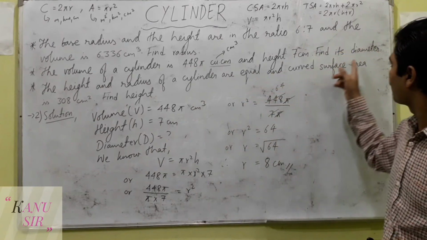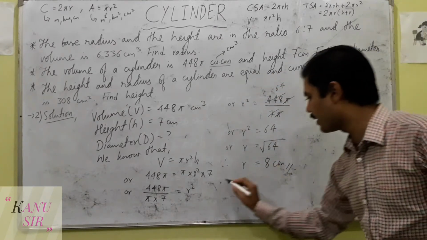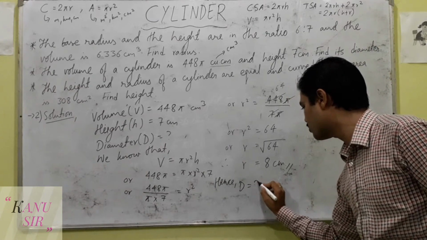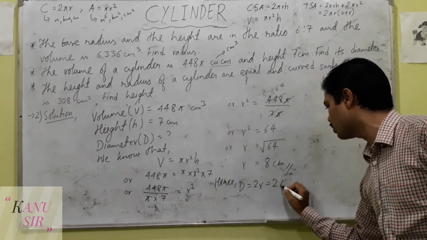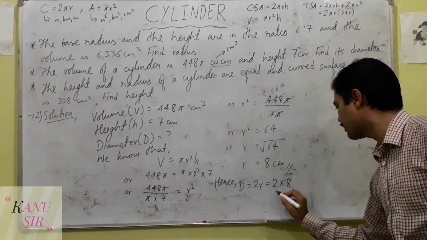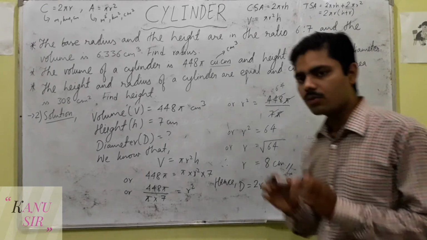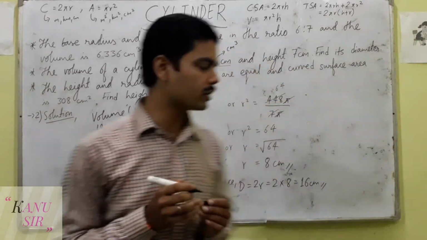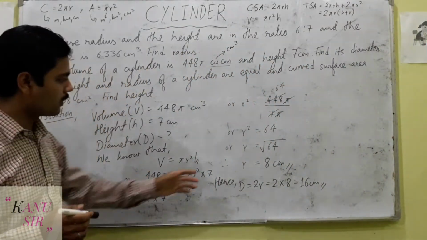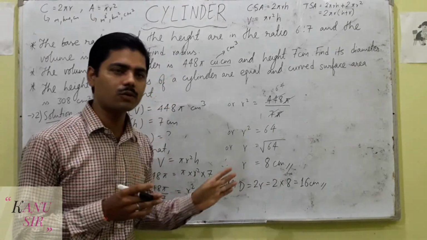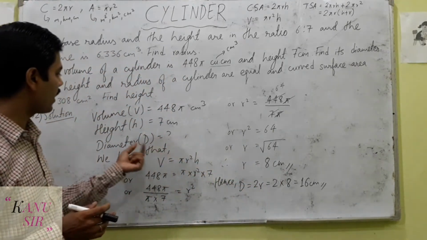And the requirement is diameter, hence diameter d is 2 times the radius, so 2 into r is 8. Our answer is 16 centimeter. So what is the problem here in the solution? Most of the students, when they get the value of r, get relaxed and leave the question as it is. They forget to find the diameter.